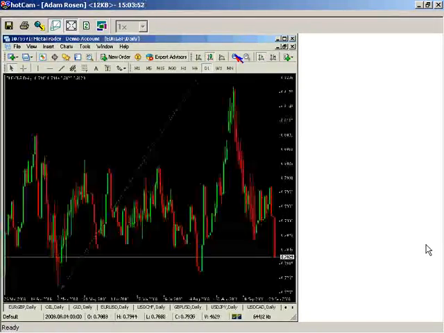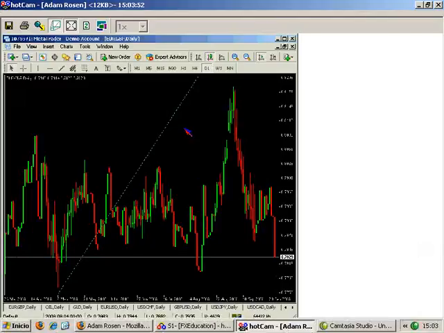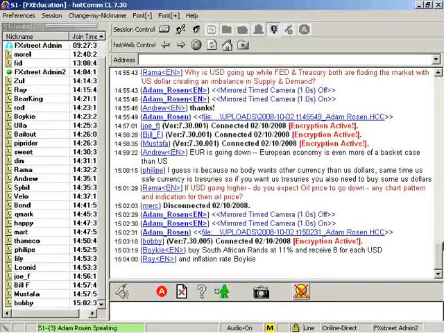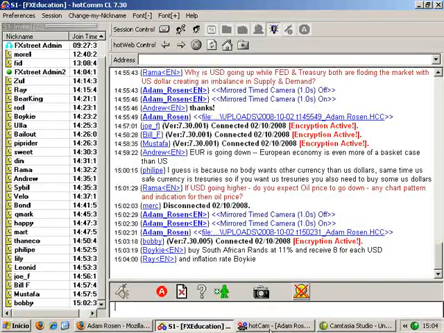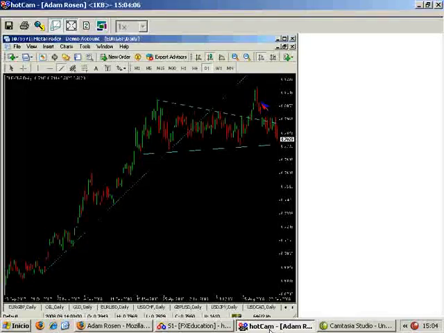Let's zoom in on the daily chart. Buy South African rands 11%, receive 8 for each US dollar. Wow. A range-bound market did exist. Nice triangle consolidation pattern. Triangle consolidation that we eventually broke to the upside.